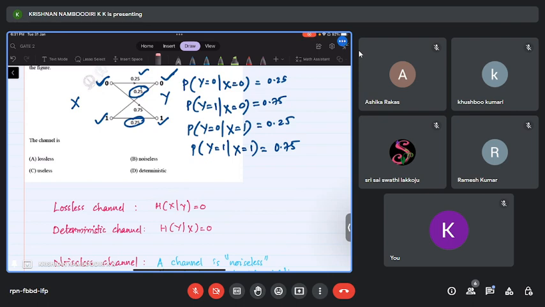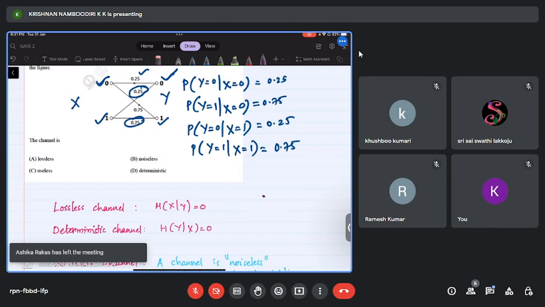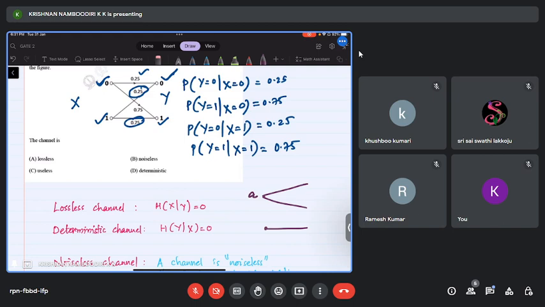For example, if I have a channel like this, the channel input can be either A or B, output can be either X, Y, or Z. Is this lossless? So I have some probability. Say if I transmit A with probability 0.4, the output will be X. With probability 0.6, the output will be Y.